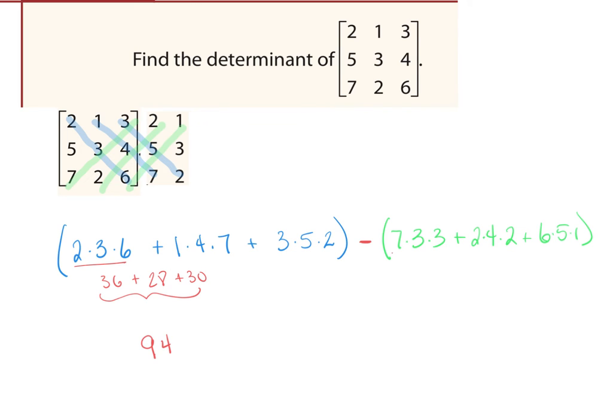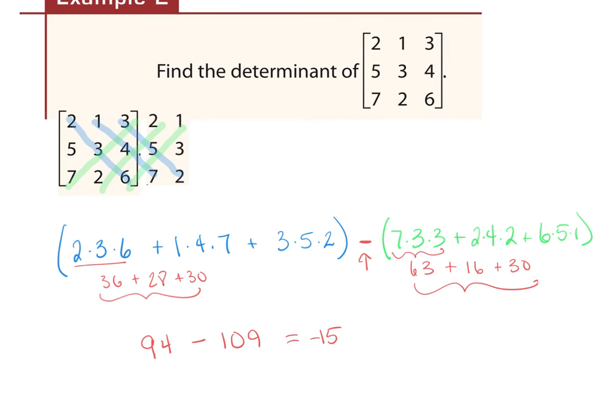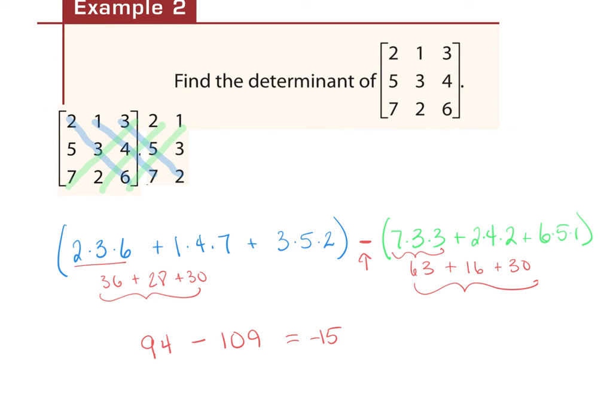Then do these. 7 times 3 times 3. 2 times 4 times 2. And 6 times 5 times 1. Add those up, and I'm going to get 109. And then remember, we're subtracting. All right, 94 minus 109 is negative 15. So not a ton of big numbers or anything like that. You just have to remember what you do with your diagonals, all right? And then I'm going to show you one more way to do this. I'm going to do it the other way, and we should get the same exact thing.